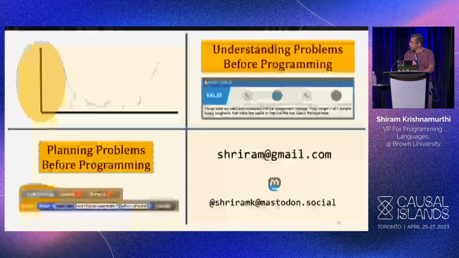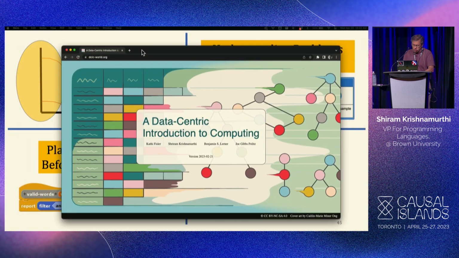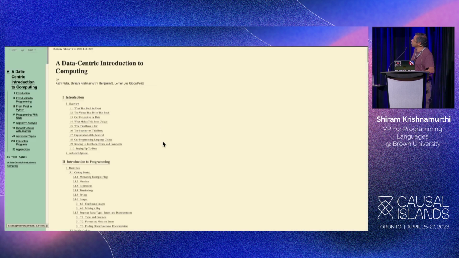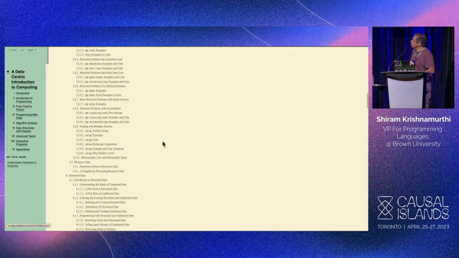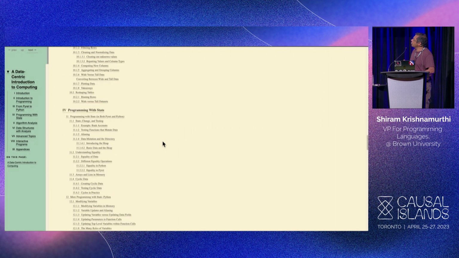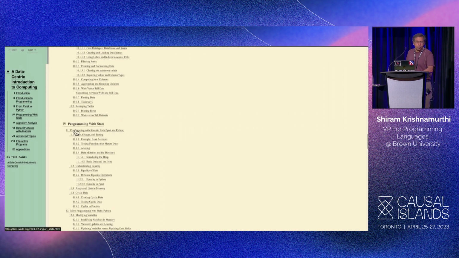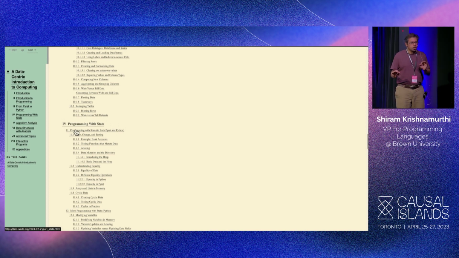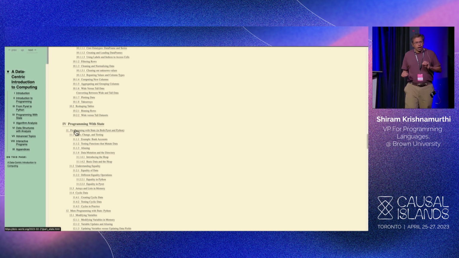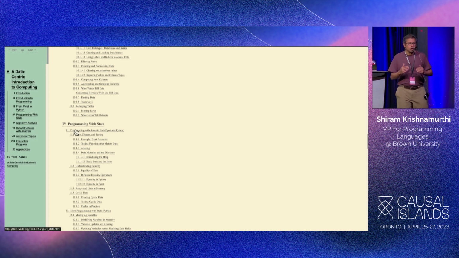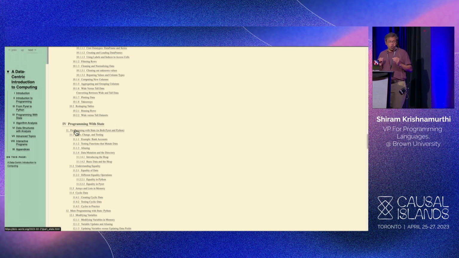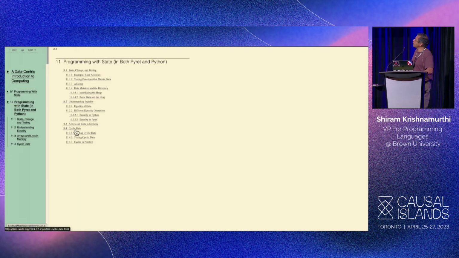We have a book called Data-Centric Introduction to Computing. And the whole point of the data-centric introduction, we start with a whole bunch of stuff all in Pirate. But then when we get to programming in state, we actually do something interesting that most books don't do. We use the two languages in parallel, okay? And the reason is we want students to learn how to transfer ideas from one language to the other. And transfer is one of the most robustly difficult problems in all of education, not just computing education.